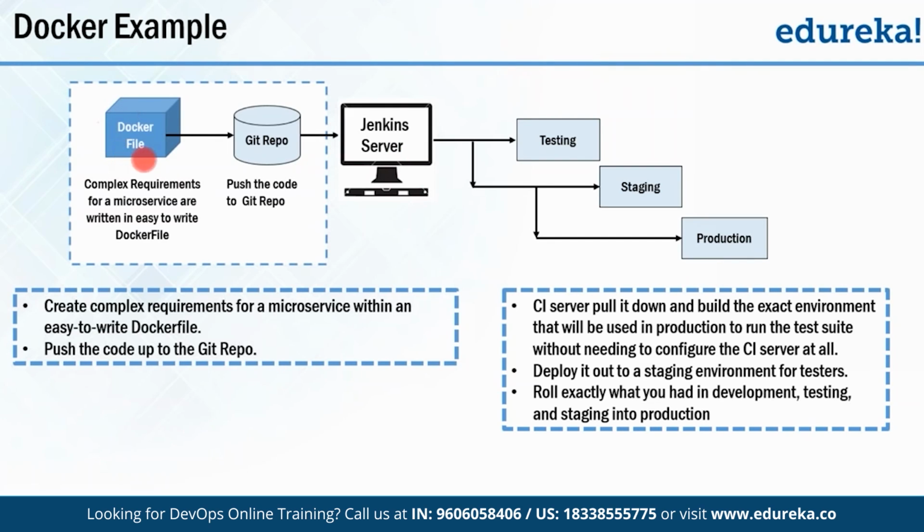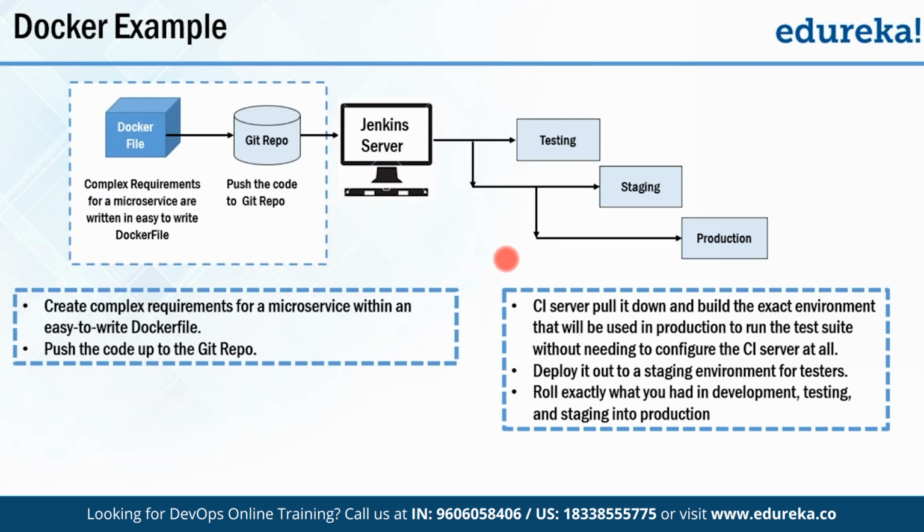Over here, the developer has written complex requirements for a microservice in an easy to write Docker file. And the code is then pushed onto the Git repository. From the Git repository, continuous integration servers like Jenkins will pull that code and build an environment that contains all the dependencies for that particular microservice. And that environment is deployed onto testing, staging, and production. So in this way, whatever requirements are there for your microservice is present throughout the software delivery lifecycle.